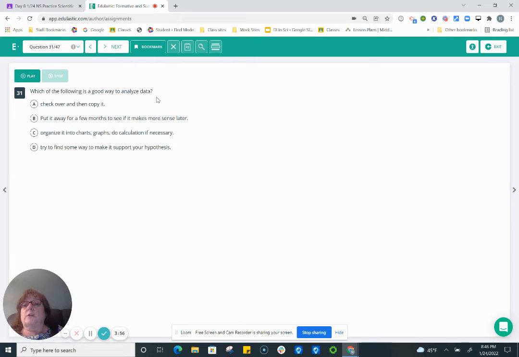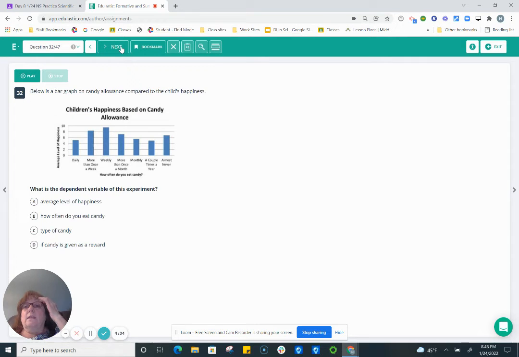Which of the following is a good way to analyze data? Check over and copy it. Put it away for a few months, see if it makes sense later. Organize it into charts, graphs, do calculations. Find some way to make it support your hypothesis. So if you're going to analyze something, you're going to try to organize it, and putting numbers into charts and graphs makes them easier to understand.